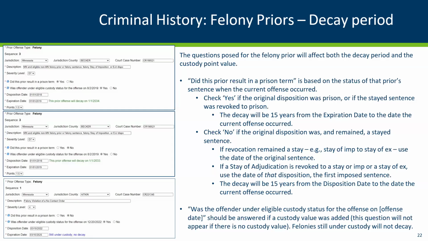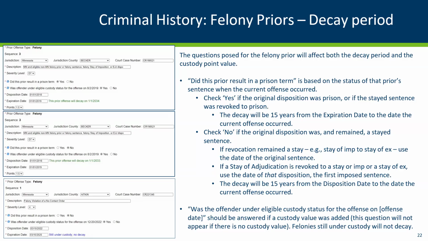If you have a stay of adjudication that gets revoked and receives a stay of imposition or a stay of execution, that's the new date, is when it was revoked and they got that new sentence. So that would be the date you would use in those situations, and then plus 15 years for the decay.